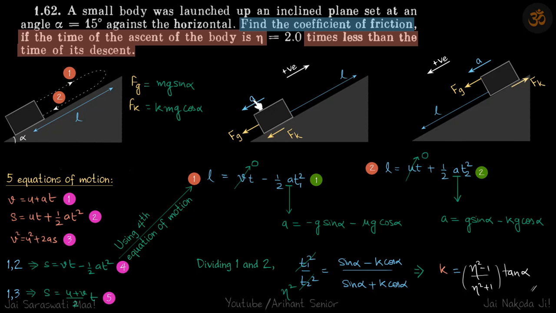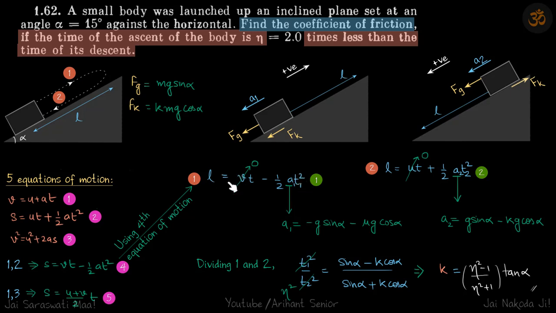I have used the same term A here, but let's use A1 and A2 so there is no confusion. So we have broken this into two situations, going up and going down. We are going to write the equation of motion for each of them, and we are going to eliminate L from that. While going up, we don't know the initial velocity, so we are going to use the equation L is equal to Vt minus half A1 T1 square.